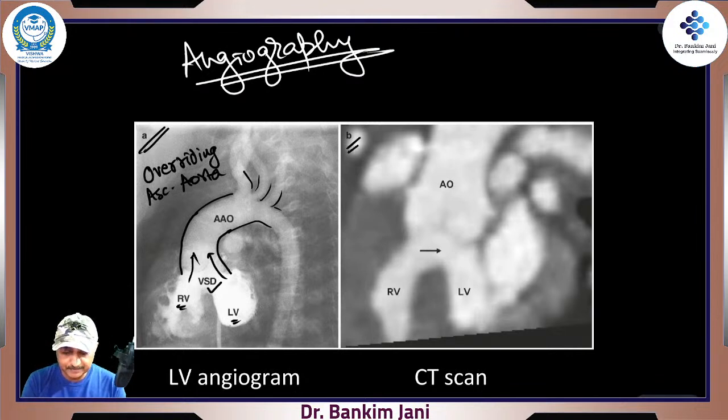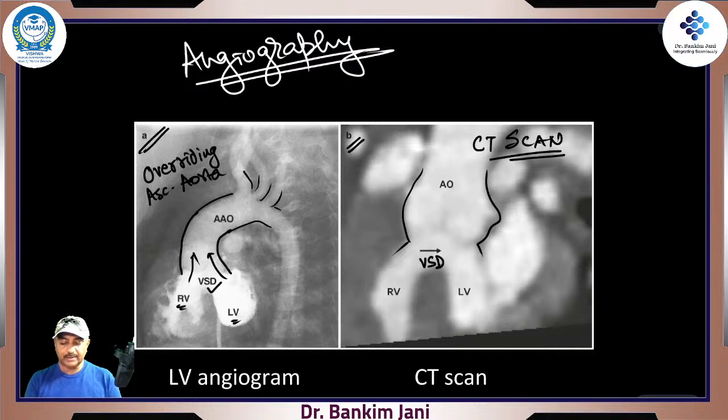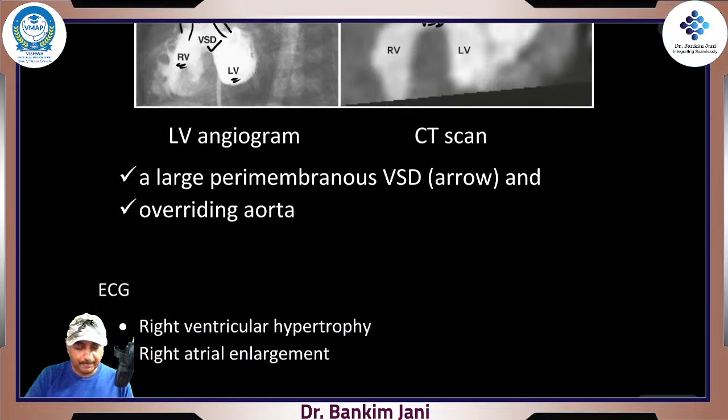Look at this, the second one. This is right ventricle to left ventricle, right? This is the VSD, ventricular septal defect. Over here, that's our CT scan. So on CT scan also, we can very well see that this aorta is overriding. In other words, it is coming out from both right ventricle and left ventricle, right? This is the aorta, overriding, correct? So that is the overriding of aorta.